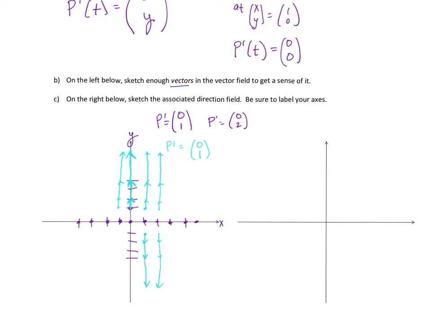Like that. Okay. And then on the right, we want to sketch the associated direction field, which is going to look exactly like this, except we're going to scale all of our arrows down to a length of 1. So these are all arrows with a length of 1. Something like that.